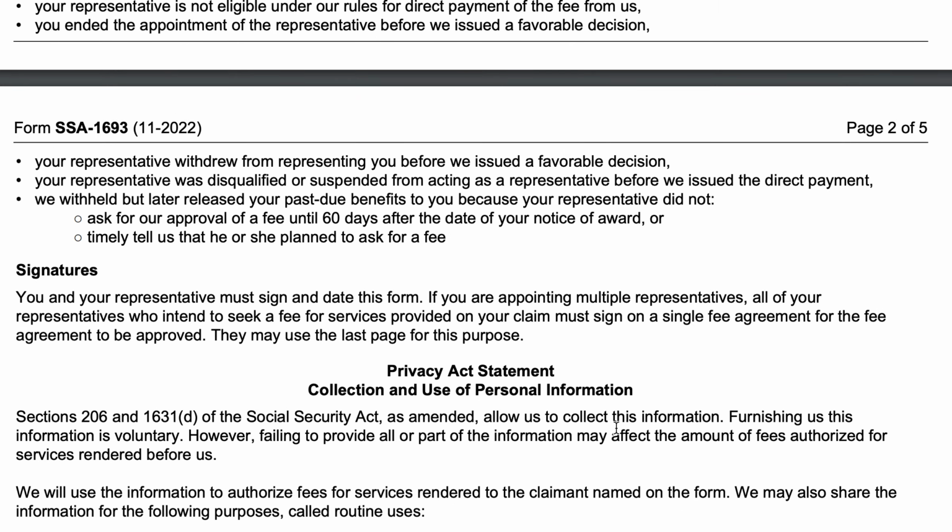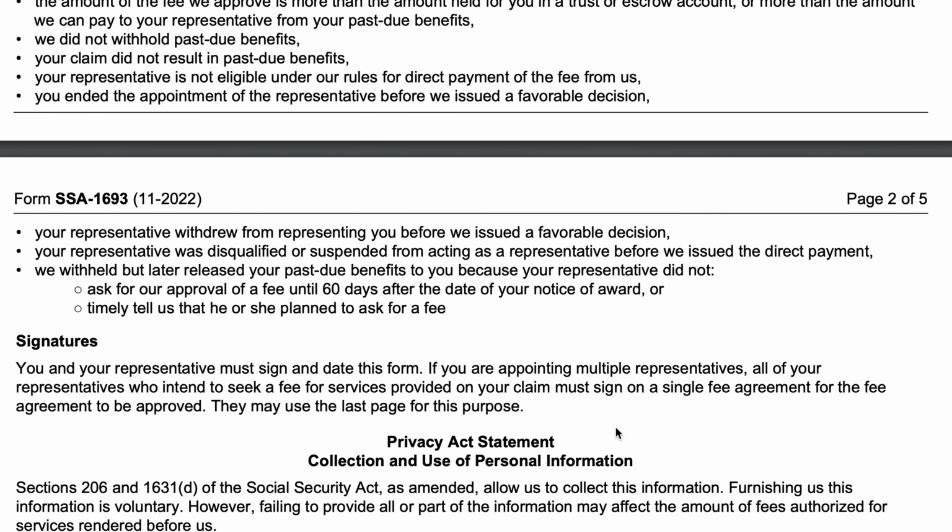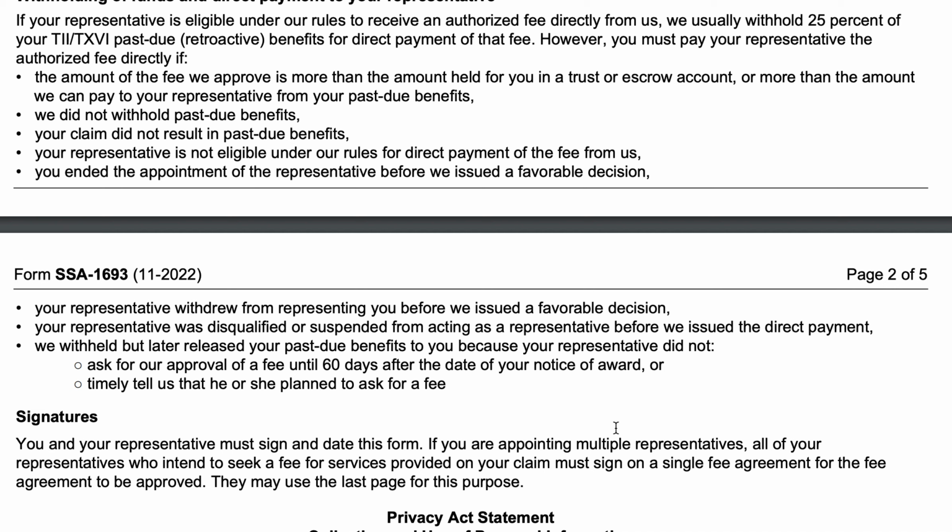So, a couple of other situations. If they withdrew, they could still charge you under certain circumstances. If they were disqualified, or if the Social Security Administration withheld but then released your benefits because your representative did not ask for their approval until 60 days after the notice of award, or they did not timely tell the Social Security Administration that they planned to ask for a fee.